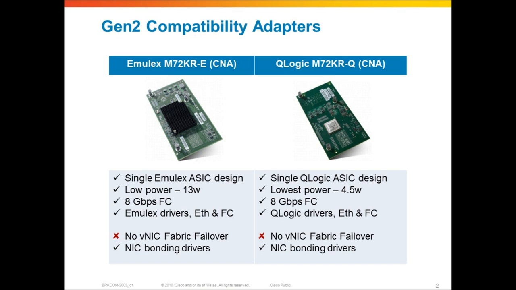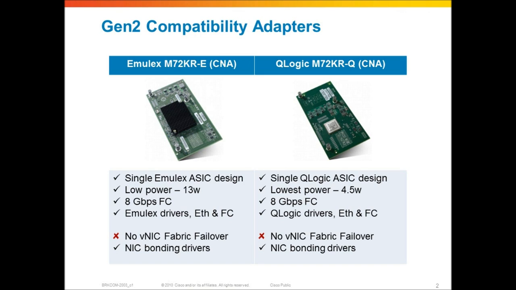Now in Gen 1, the main difference was that there were several different chips on the adapter. You had a traditional Fibre Channel ASIC, you had a traditional Ethernet ASIC, and then you had another ASIC provided by Cisco called Menlo that really acted as the muxing bridge to bring both Fibre Channel and Ethernet together into a data center Ethernet uplink.